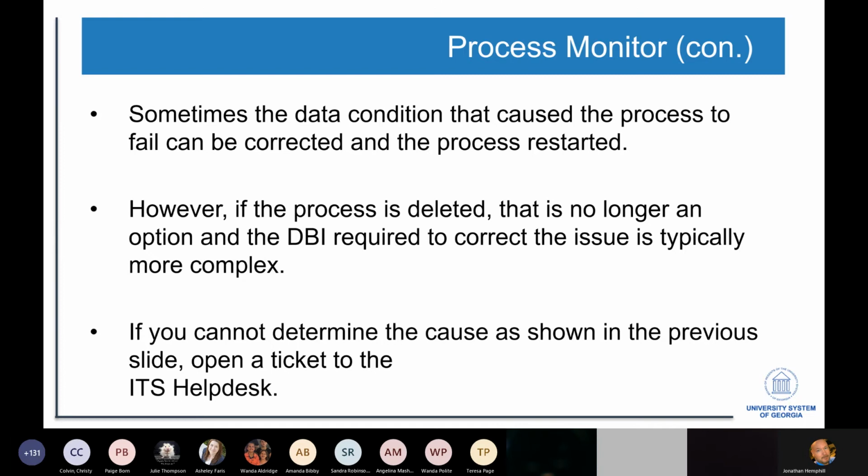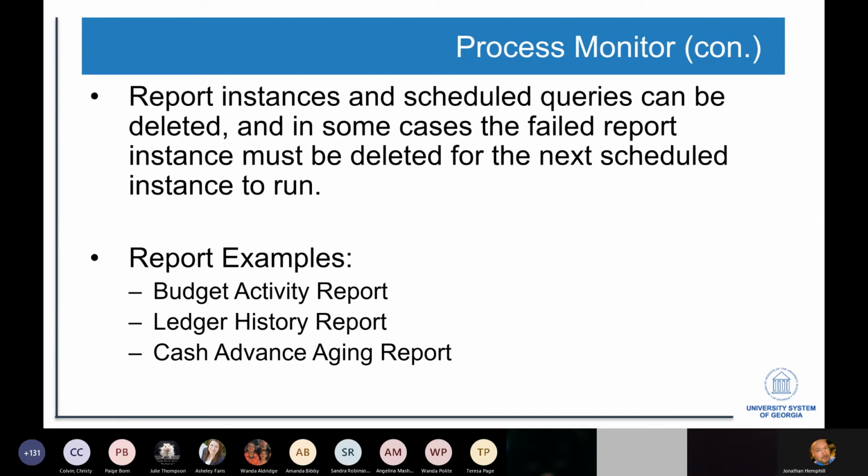All those transactions that were in flux can just be picked up where they were, and the process finishes them out. But if the process is deleted, that's no longer an option. We can't just restart the process. And so usually the DBI that is required to correct the issue is a good bit more complex. And sometimes if the process is deleted and we can't even see the error message, then that puts us that much more behind because we don't even know why it stopped. So if you have a process run to no success or error, and you can't determine the cause, go ahead and open a ticket to the help desk, but please do not delete the process.